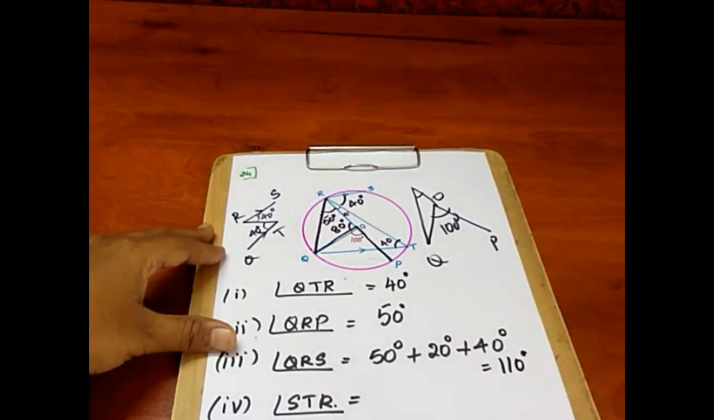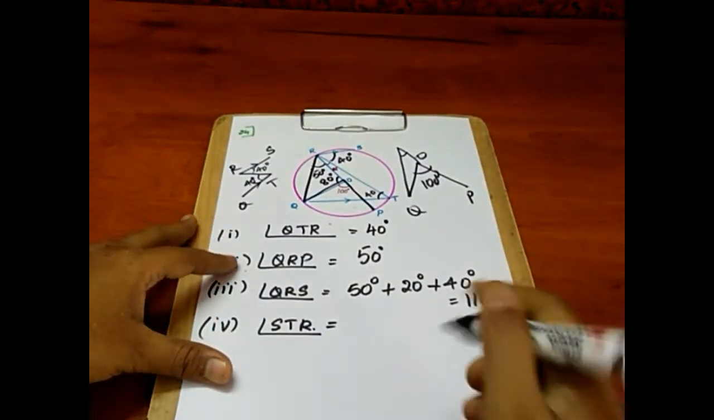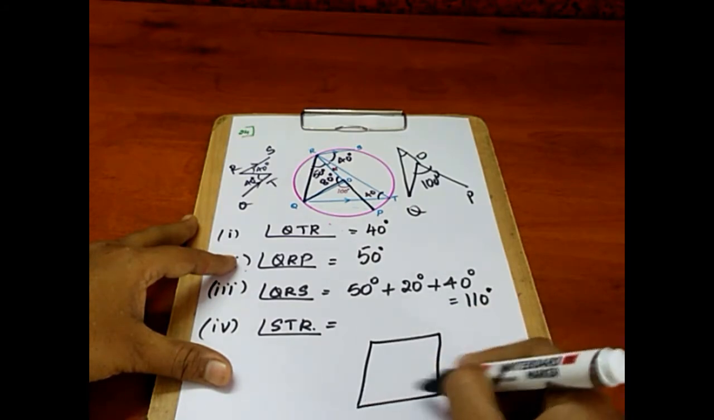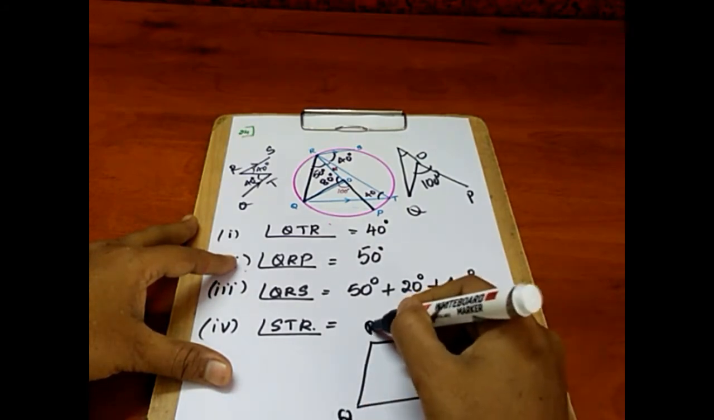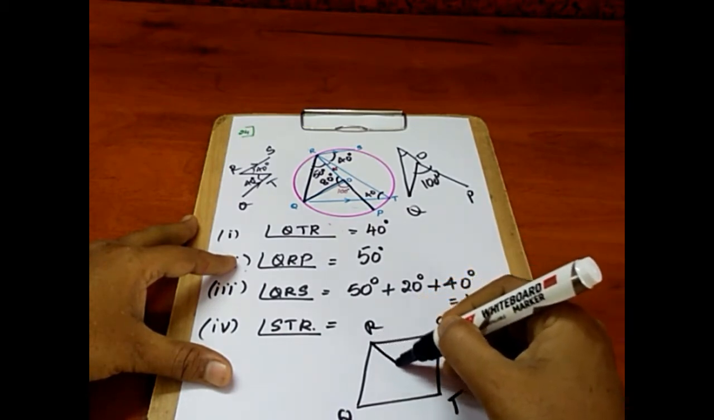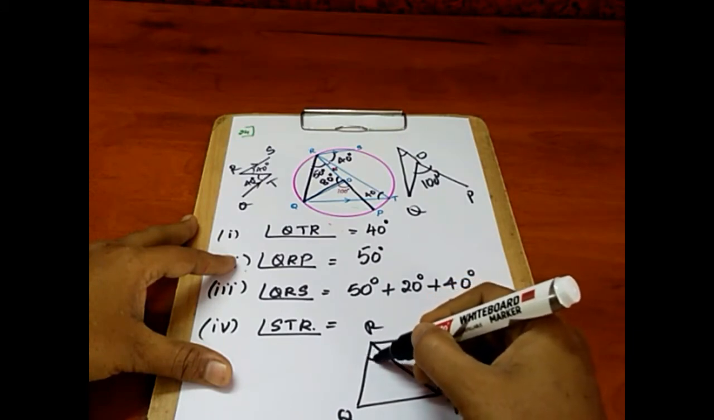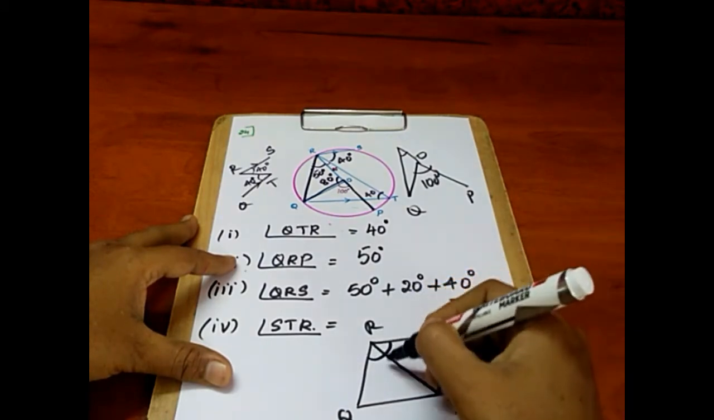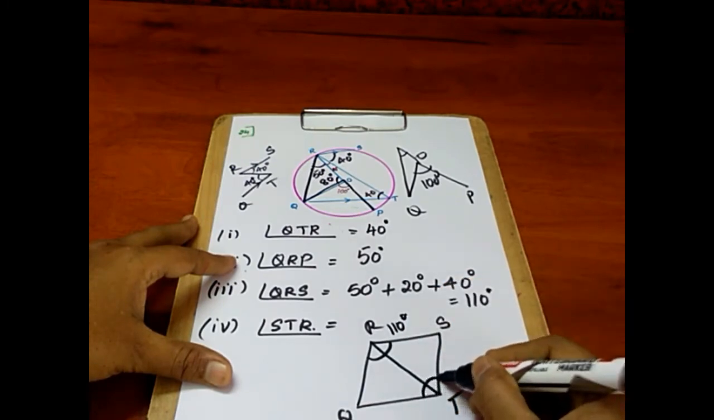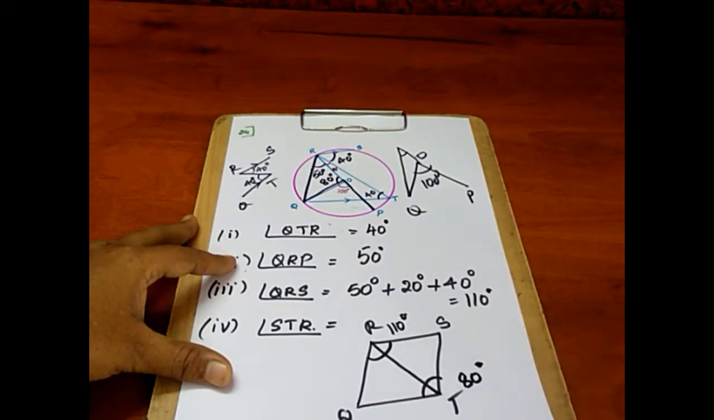Next, we need to find the measure of angle STR. So, now we have a cyclic quadrilateral. Let me name it QRST, and RT is a diagonal which is joined. From point number 3, QRS is calculated as 110 degrees.